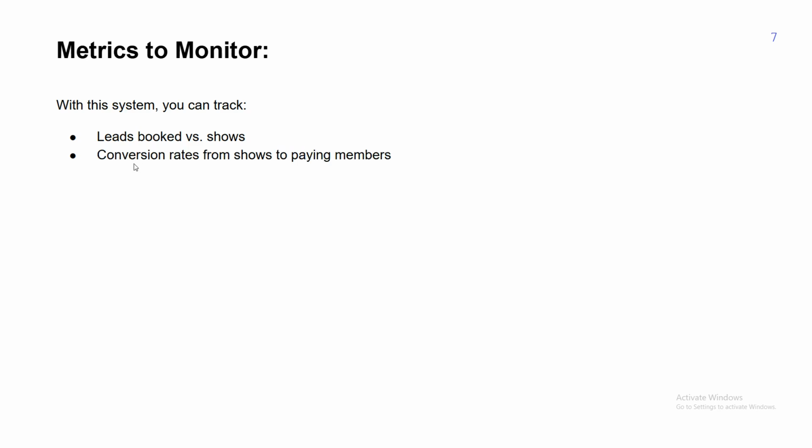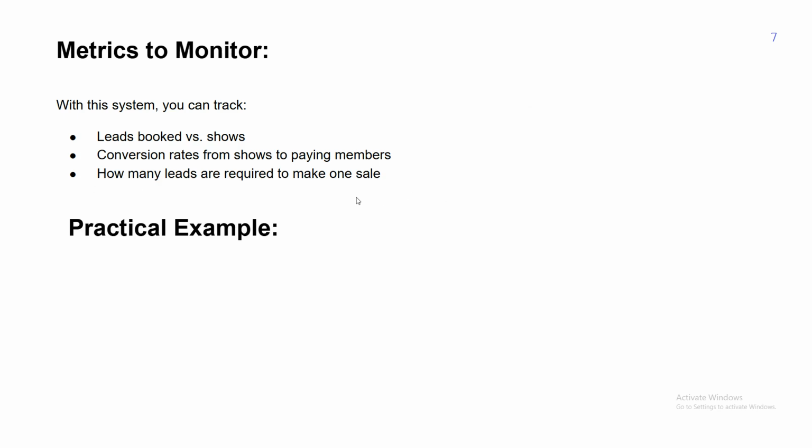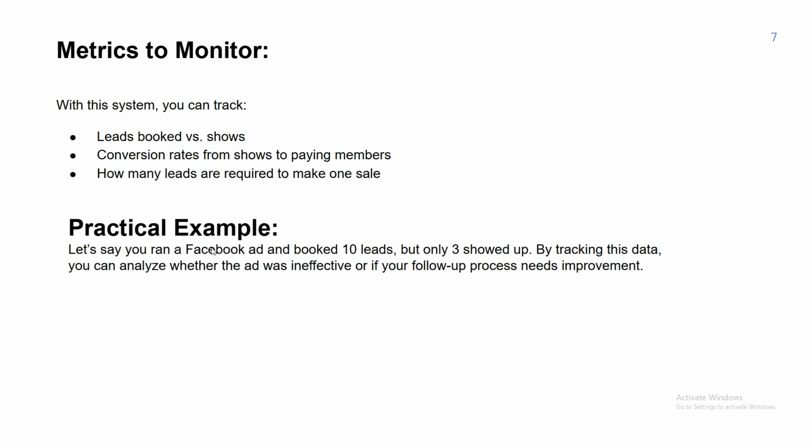So metrics to monitor. With this system, you can track leads booked versus shows, conversion rates from shows to paying members, how many leads are required to make one sale, and practical examples of where this could be used is, let's say you ran a Facebook ad and booked 10 leads, but only 3 showed up. By tracking this data, you can analyze whether the ad was ineffective or it was your follow-up process that needs improvement.